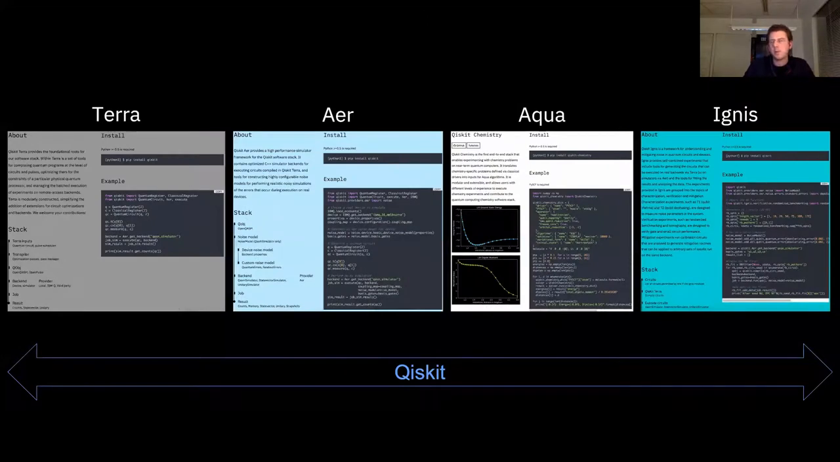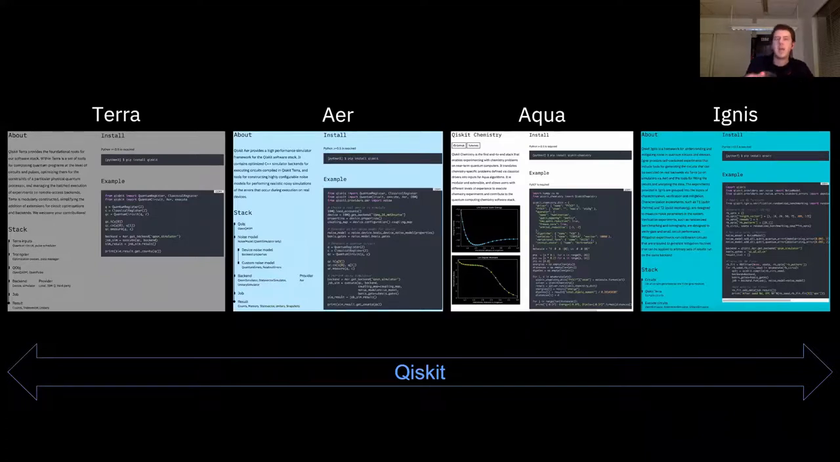I'm very conscious of time, so I'll get through this bit quite quickly, but it's broken up into different areas. Terra is the heart of it all. Terra is really the core runtime for Qiskit, and it does all the quantum object generation, transpilation, and so on. Aer is all about understanding noise and error propagation within the system. Aqua is effectively the reuse of our algorithms, so things like the quantum support vector machines and those sorts of algorithms feature within that.